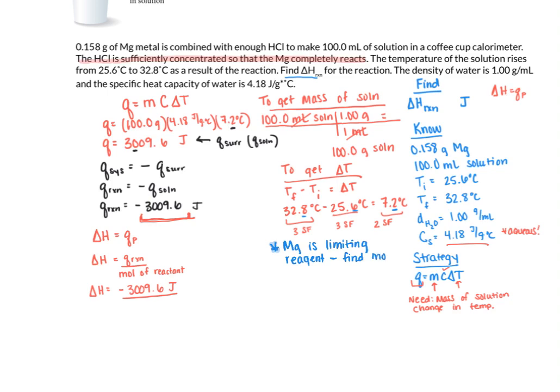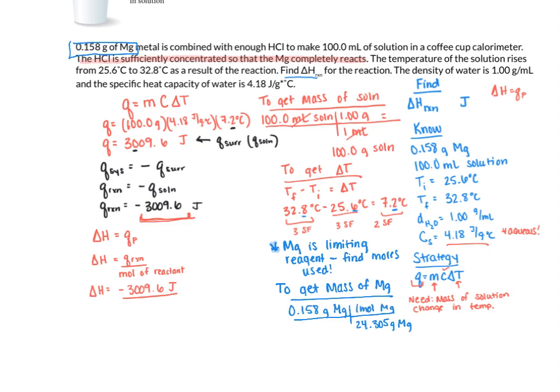Which means we need to find the moles used. We can do that. We're given the mass of the magnesium, so we can do that stoichiometry. We have .158 grams of magnesium. Then we look at the periodic table to see the molar mass of magnesium metal, and it is 24.305 grams of magnesium per 1 mole. And when we solve that, we get 6.50 times 10 to the negative third moles of magnesium.